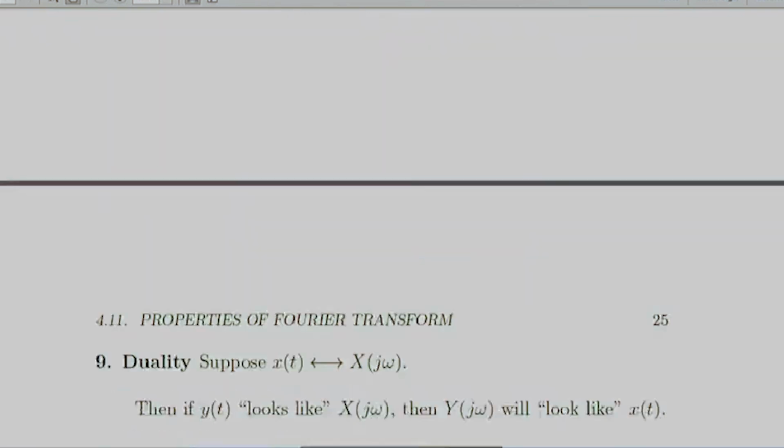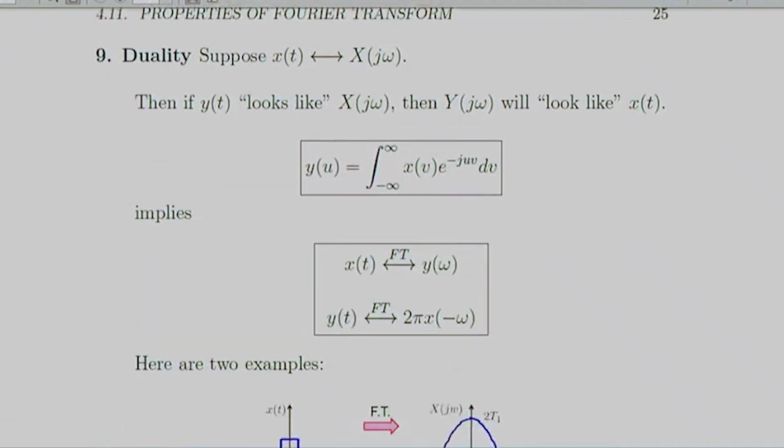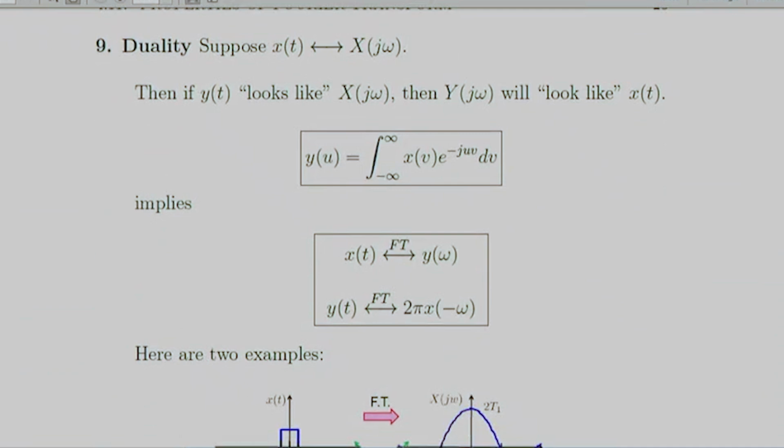So let me now turn to a property that we saw examples of called duality. And what it says basically is this. Suppose you have a signal x of t that has a transform or spectrum x of j omega. If you have a time domain signal, y of t, whose shape as a function of time looks like the shape of the transform of x, viewed as a function of frequency, then the transform of that y of t, namely y of j omega, is going to look like x of t.